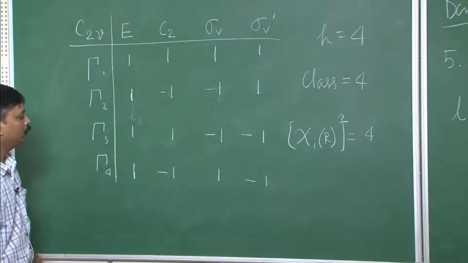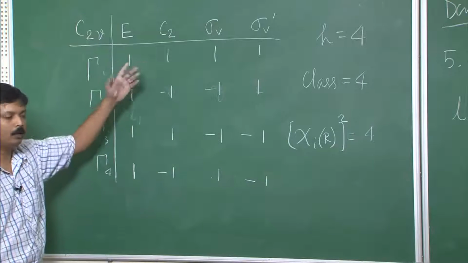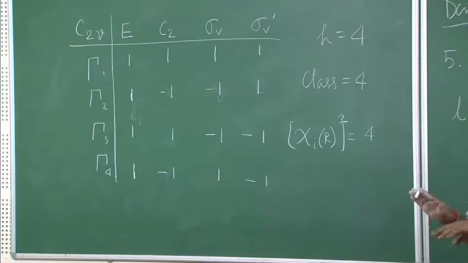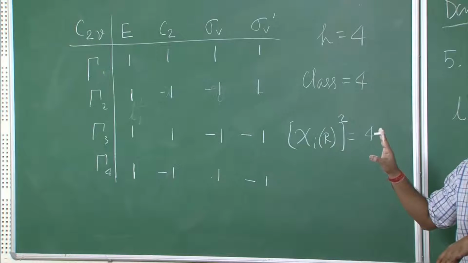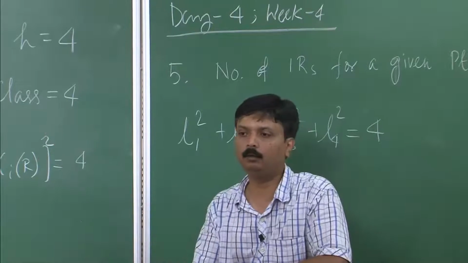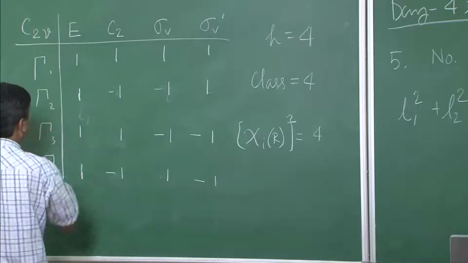So you can easily verify that this is also orthogonal to any one of them. So you see how easily we could form this character table. Now we are just left with assigning the Mulliken symbols, which we can also do right away.